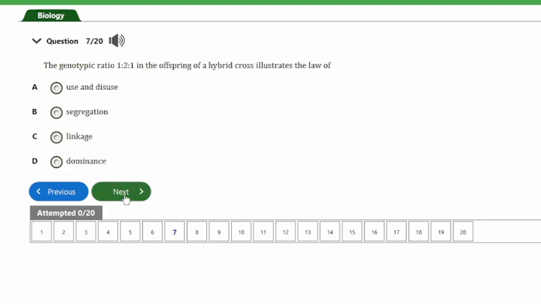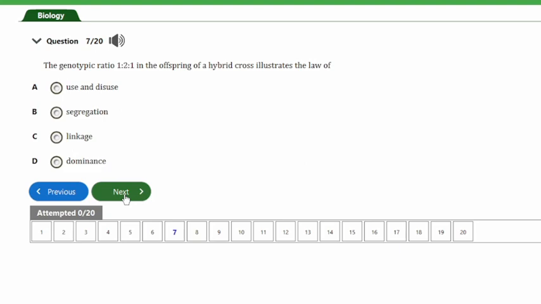So let's look at the next question, question number 7. The question says the genotypic ratio 1:2:1 in the offspring of a hybrid cross illustrates the law of A, use and disuse, B, segregation, C, linkage, D, dominance. So guys, the answer to this question is option B, and that's segregation.